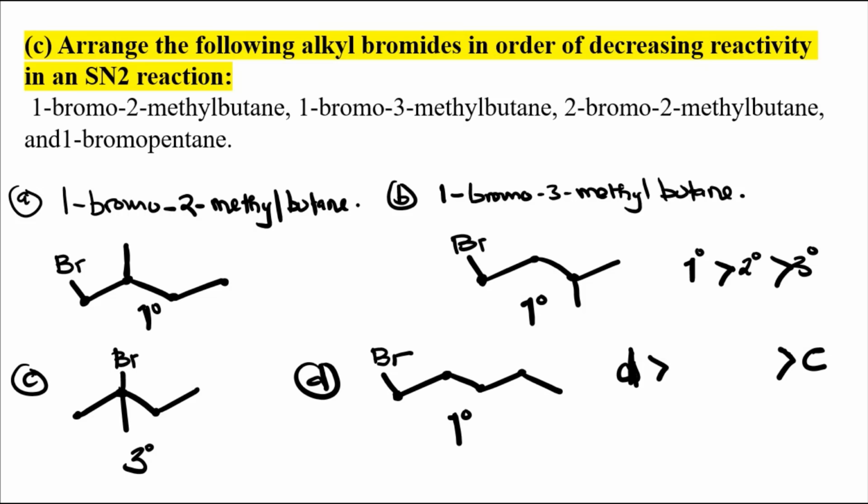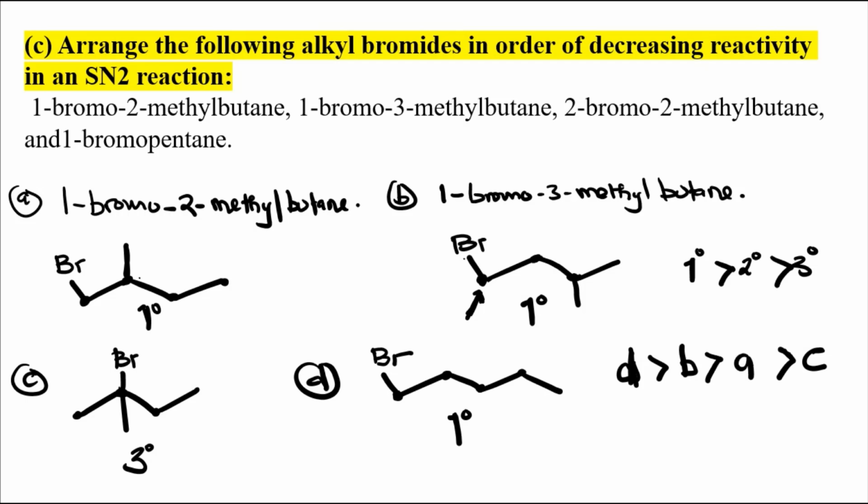Okay, followed by B. So when you compare B and A, B is less substituted compared to A. Why? Because look at this carbon. This carbon here, that is the alpha carbon where the bromide is attached, is attached to this carbon, and this carbon is only attached to 1 other carbon. But for this one, this carbon is attached to this carbon, and this carbon is attached to 2 other carbons. So this one is more substituted than this one. So that's why B will be more reactive in SN2 reactions compared to A.